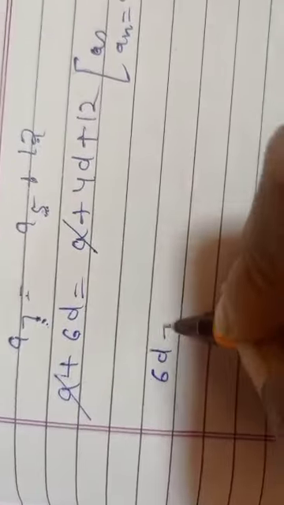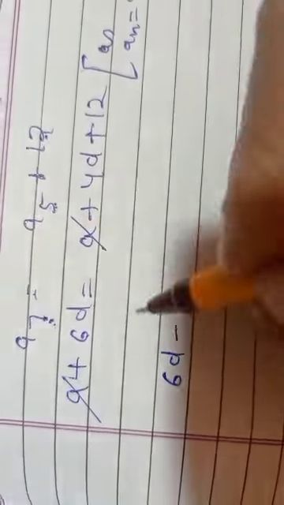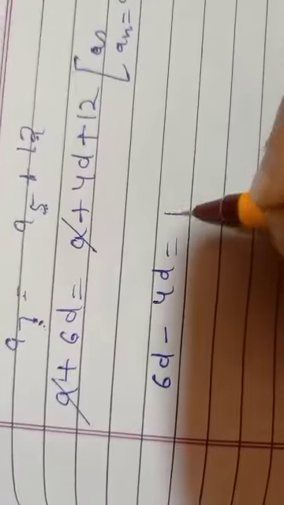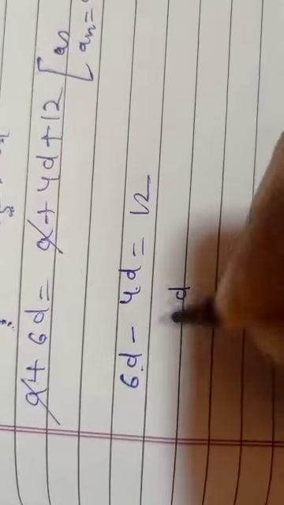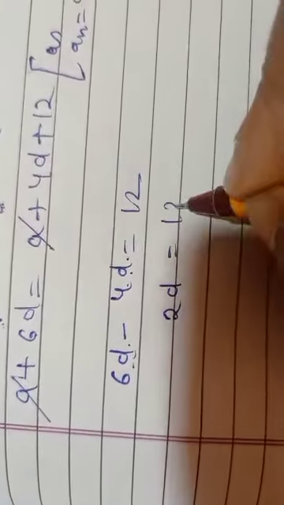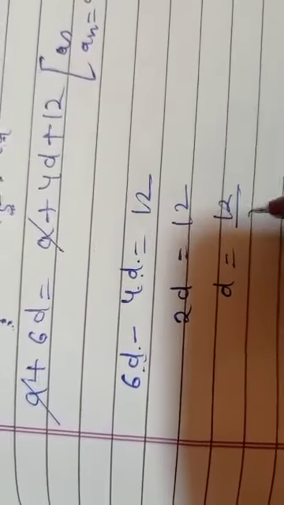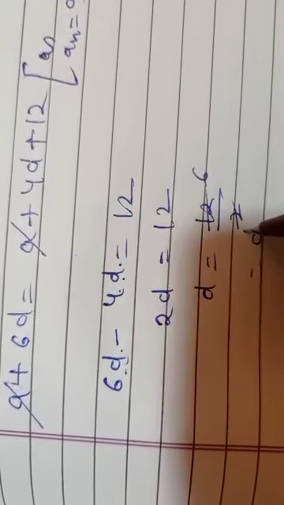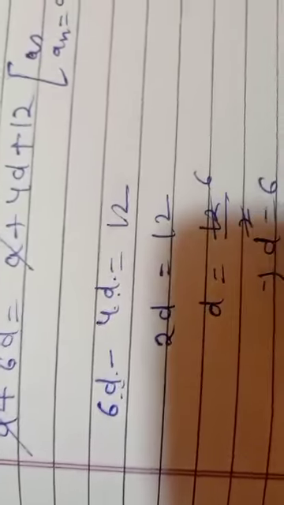This 6D. I am taking this 4D to the LHS. 6D minus 4D is equal to 12, that is 2D. These are like terms. 2D is equal to 12. So D is equal to 12 by 2. D is equal to 6.